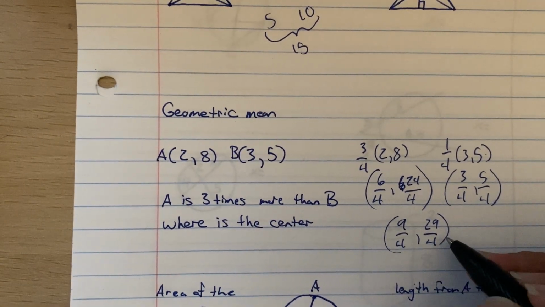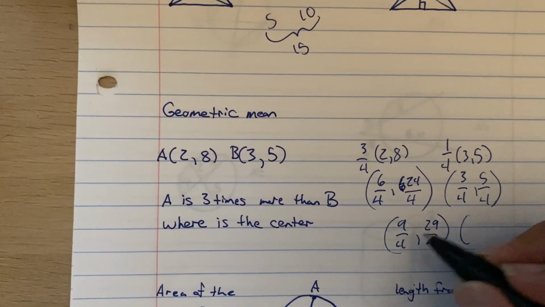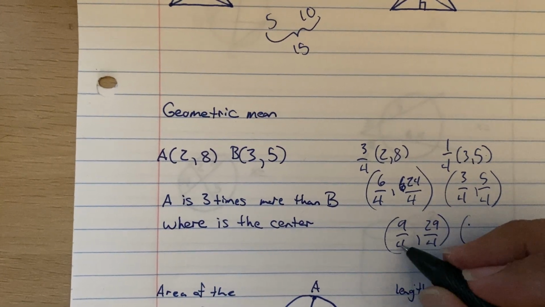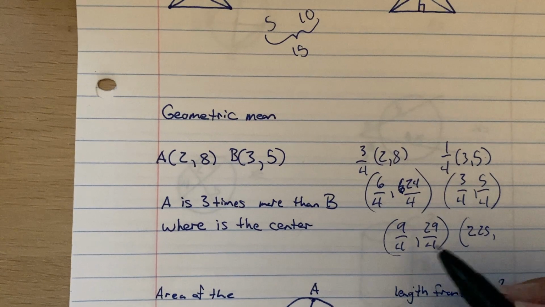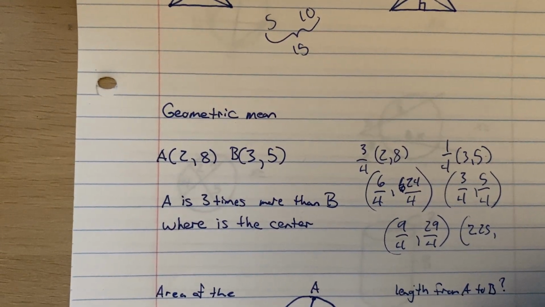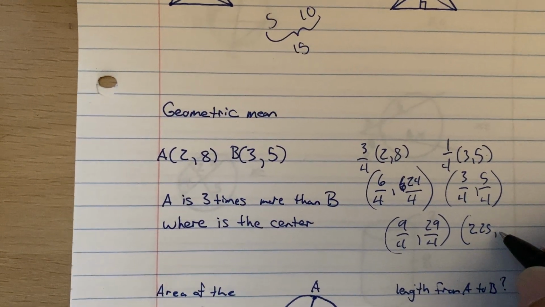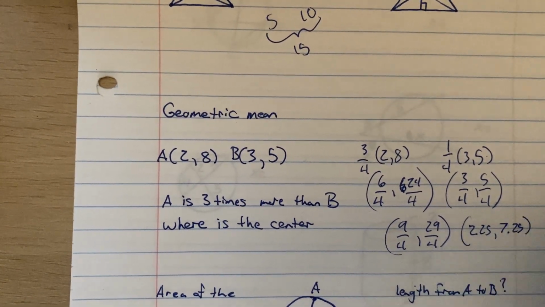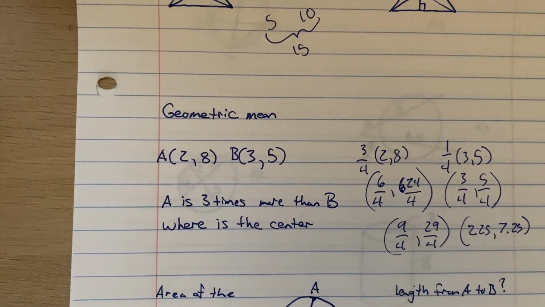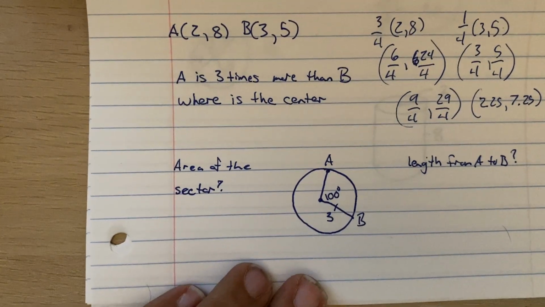Okay? Now, normally we'd divide them. If you don't see that, you would divide it and you'd get 9 divided by 4 is 2.25. And 29 divided by 4 is going to be 7.25. And there we go. Okay?